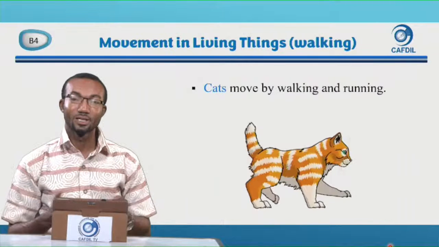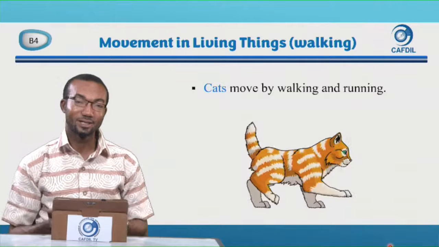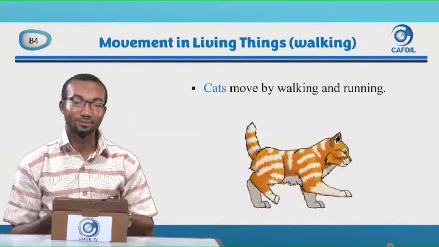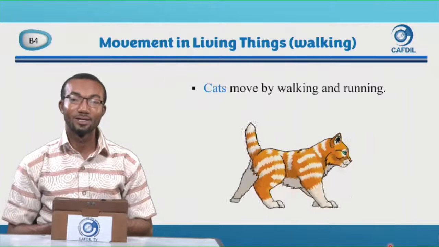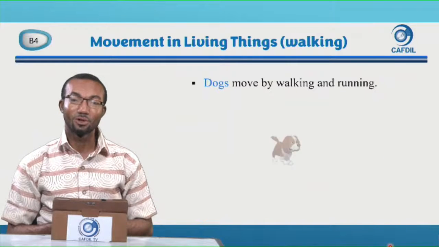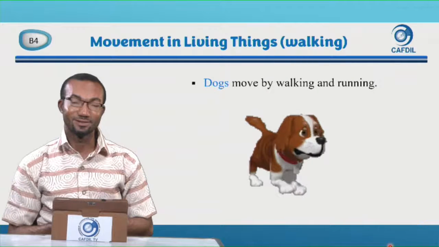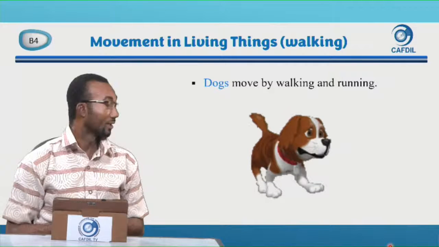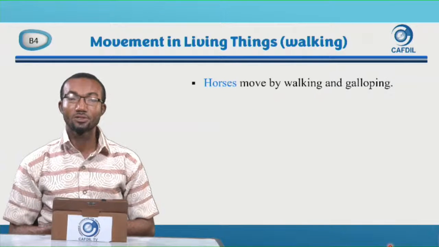Good. Now let's look at animals like cats. They also move by walking and running. Any living things that can walk can run. If you can walk, you can run. So they also move by walking and running. Dogs also move by walking and running. Yes, dogs move by walking and running. Good. And then horses also move by walking.